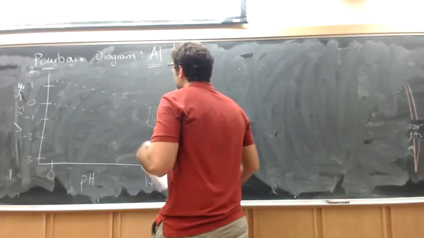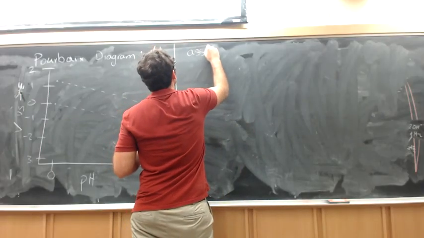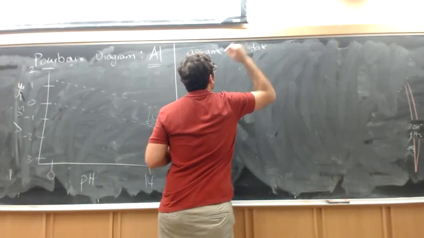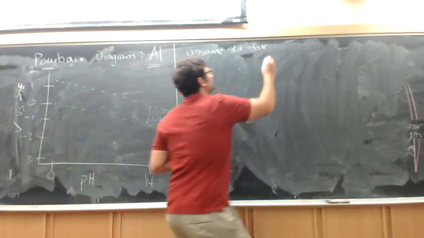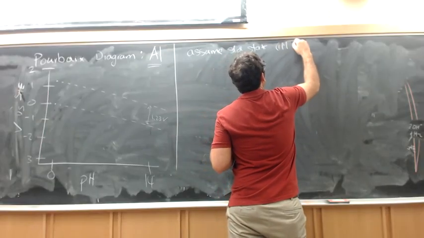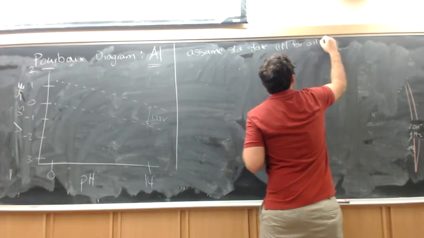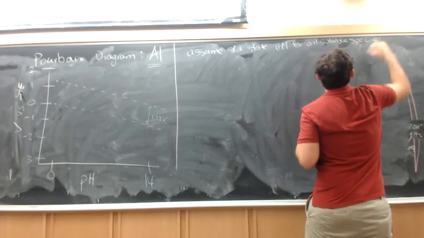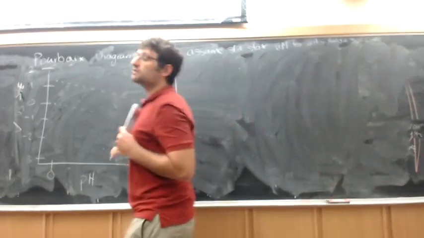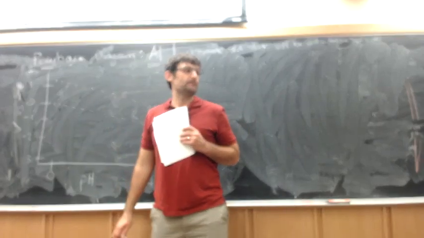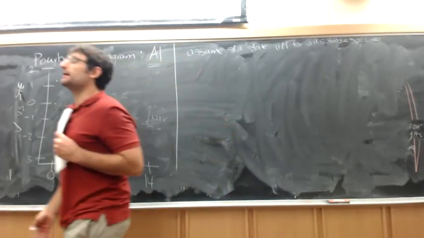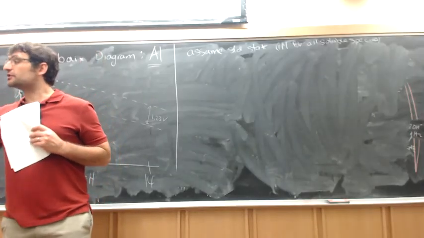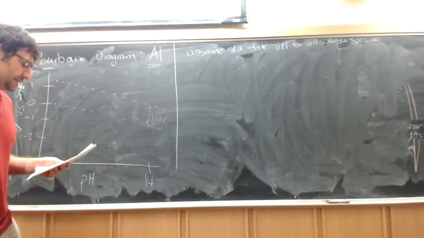When we do this, for now, we're just going to assume standard state, 1 molar for all soluble species. Now, you have to specify that for any given Pourbaix diagram. If you plot a Pourbaix diagram at 1 micromolar, or 1 millimolar, or 1 molar, the predominant species might change because the equilibrium might be adjusted. We're going to do standard state to make it simpler.